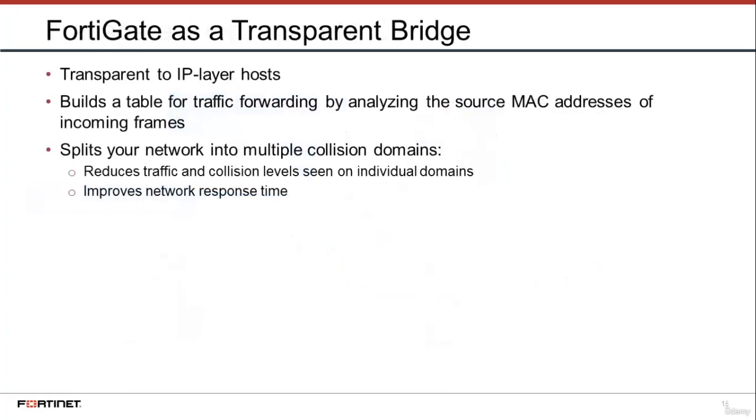FortiGate as a transparent bridge. A transparent mode FortiGate acts as a transparent bridge. What does that mean? It means that FortiGate has a MAC address table that contains, among other things, the interface that must be used to reach a MAC address. FortiGate populates this table with information taken from the source MAC address of each frame. FortiGate as a transparent switch splits the network into multiple collision domains, reducing the traffic in the network and improving response time.